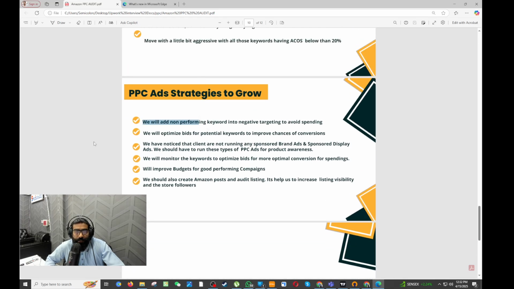PPC ad strategies to grow. We will add non-performing keywords into negative targeting to avoid spending. We will optimize the bids for potential keywords to improve chances for conversion. We have noticed that the client is not running any sponsored brand ads or sponsored display ads. We should run these types of ads to get more visibility and more sales. We will monitor the keywords to optimize bids for more optimal conversion for spending. We will increase budgets for well-performing campaigns. We should also create Amazon Posts and an optimized listing. It helps us to increase visibility and store followers.